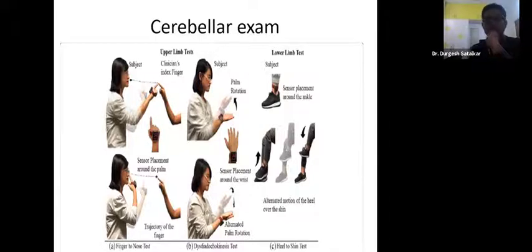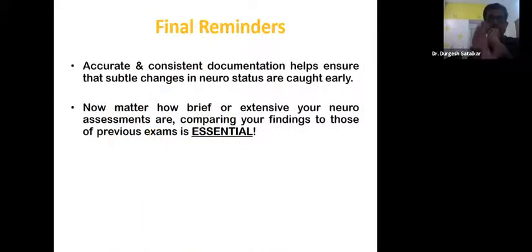So I think this will cover your complete basic neurological examination, from your sensory, your reflexes, your pupillary examination, as well as your main Glasgow Coma and AVPU score. The most important point to remember is that accurate and consistent documentation helps to identify subtle changes in neurological status.